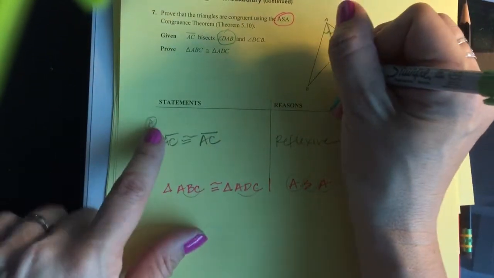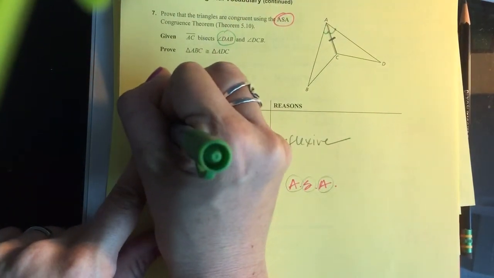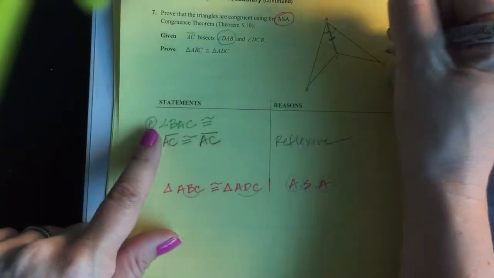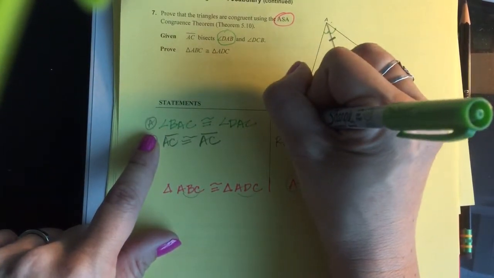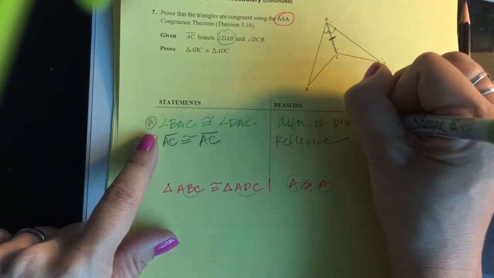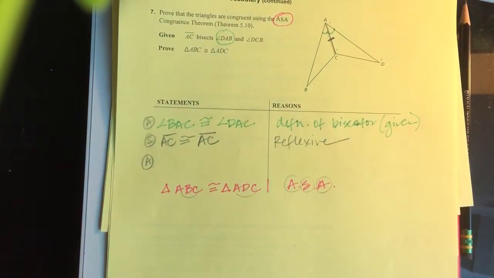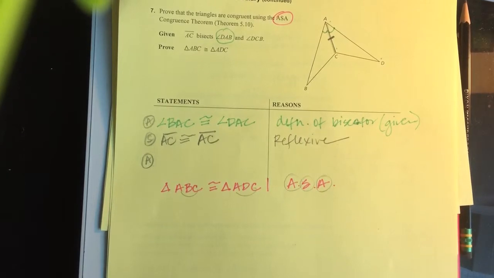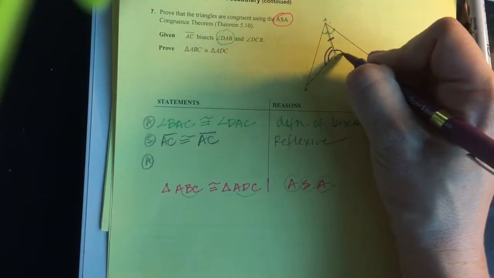So that just created my first pair of angles I can talk about congruence. Angle BAC is congruent to angle DAC by the definition of a bisector. I was given that they were bisected, so I drew the conclusion that they're congruent to each other. A bisector splits them in half. Definition of a bisector. And then we are also told that AC bisects DCB, so I see my ASA now.